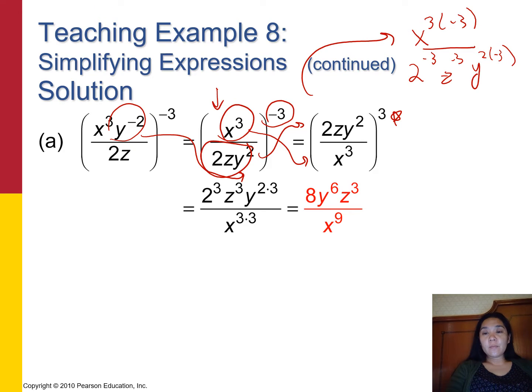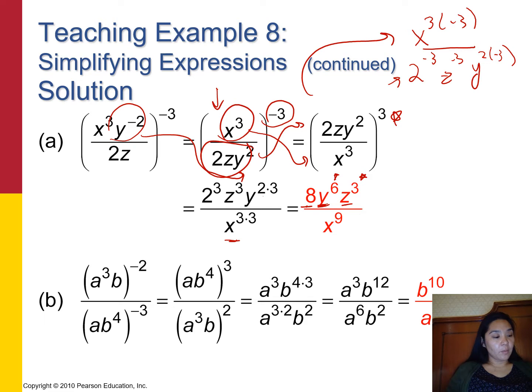But notice all of this right here is on top. So 2 to the third power is 8. Z to the third power is just z to the third power. And y to the 2 times 3 is y to the 6. And the last, the denominator, I'm sorry, is x to the 3 minus 3. Notice it's in order of exponents from largest to the smallest.